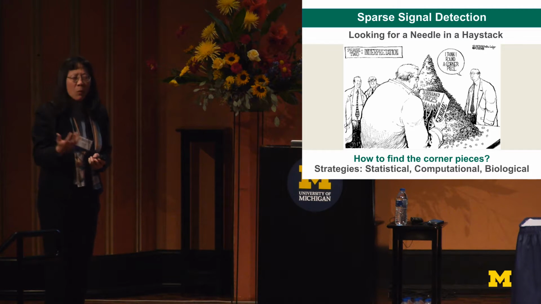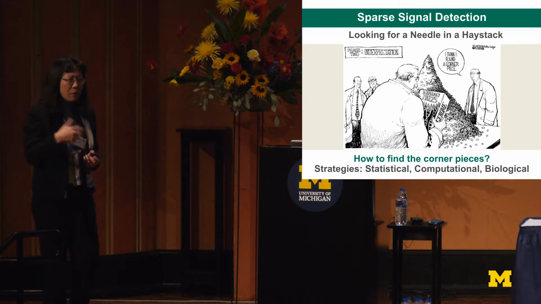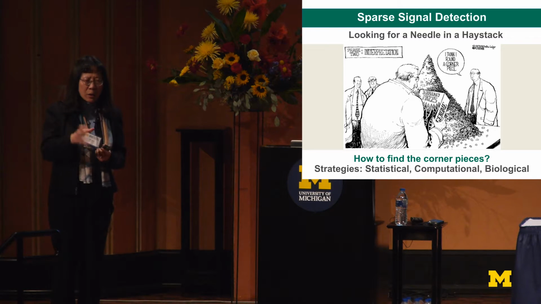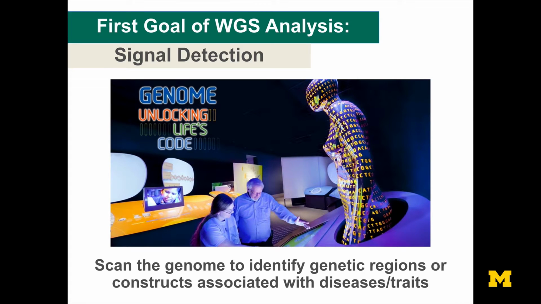And there are multiple corner pieces. So that will involve an interdisciplinary strategy: a statistical strategy, a computational strategy, and also a biological strategy. So the team has to really work together. The first goal of whole genome sequencing is to scan the whole genome and try to identify the regions which are associated with human diseases.